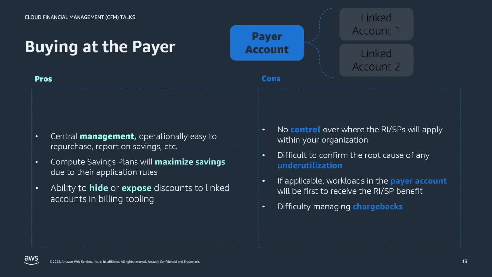And last but not least, and I think this is the main one that I see, at least from customers, is it's a little bit harder to manage chargebacks, right? Because you make a purchase at the payer account level, that team is obviously the central team. They're going to lose the budget at first, and then they need to charge back their individual teams or their individual linked accounts. And sometimes there's a little bit of work that goes into that. So that's the main cons that we see here buying at the payer account level.